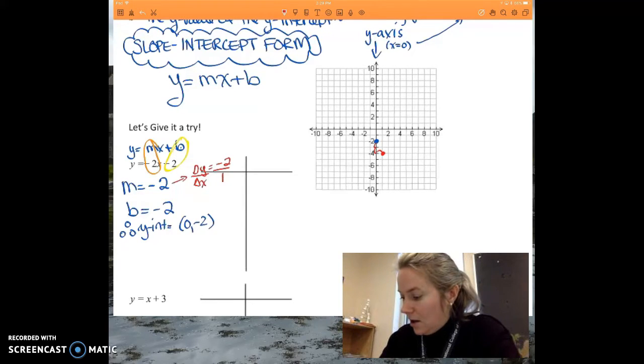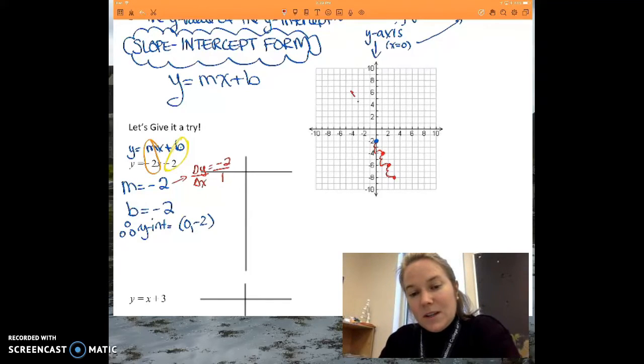Can I do it again? Sure, every point's going to change by the exact same amount. So down to positive 1, down to positive 1, right there. What about the other direction? How do I create the line going the other way?